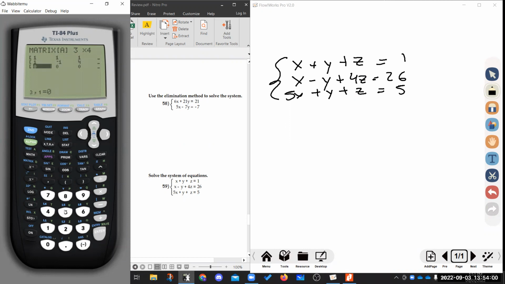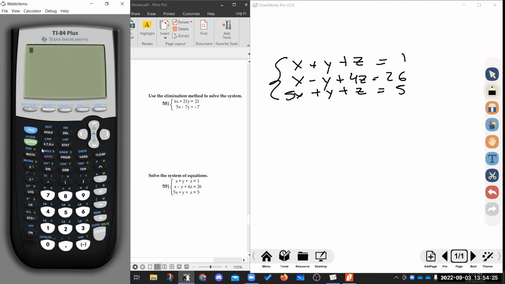Watch out for your signs, double check everything. Make sure you didn't skip anything. Okay, so there we have our system of equations represented as a matrix. This is an augmented matrix where the last column is on the other side of an equal sign. The calculator understands that because there's one more column than there is a row.